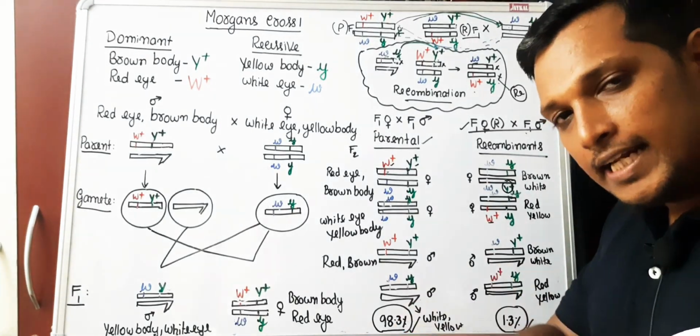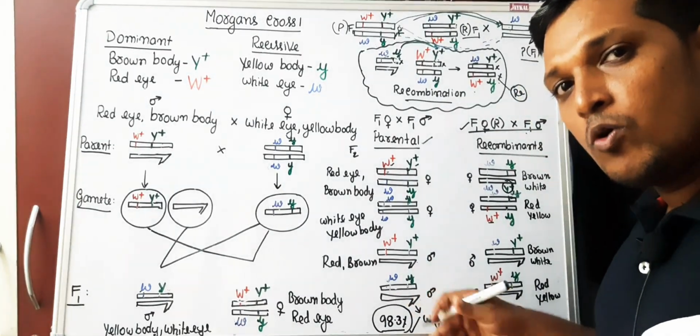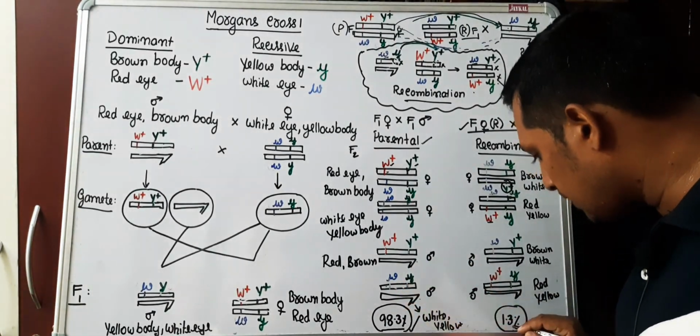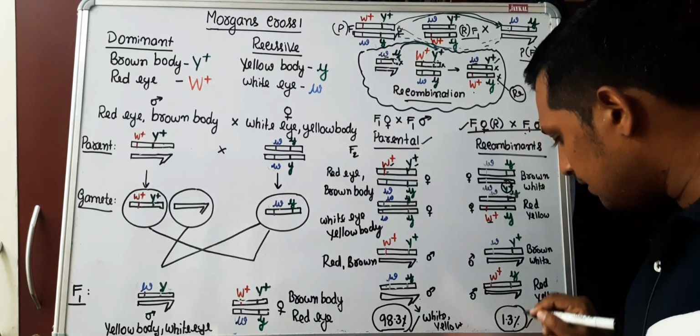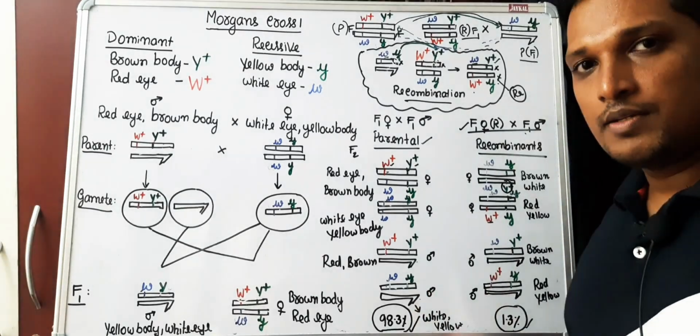If they are loosely linked, suppose these genes are very far from each other, you will get more recombinants. Since they were very close to each other, you have got very less number of recombinants. Okay, so this is about cross 1.